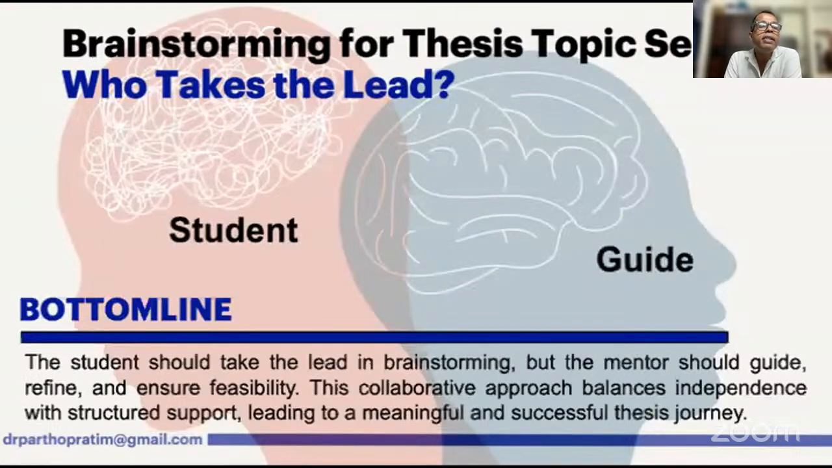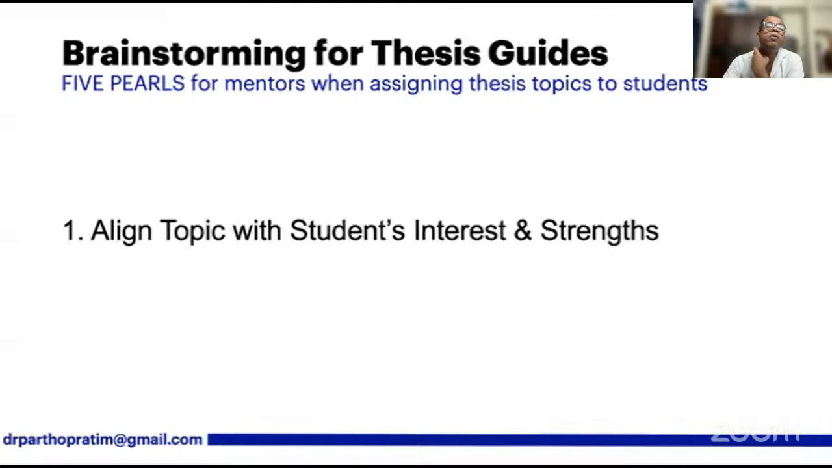So the bottom line is, the student should take the lead in brainstorming, but the mentor should guide, refine, and ensure the feasibility. This collaborative balance leads to structural support and a meaningful and successful thesis journey. Now, I'll conclude my talk with the 5 points for mentors when assigning thesis topics to students.